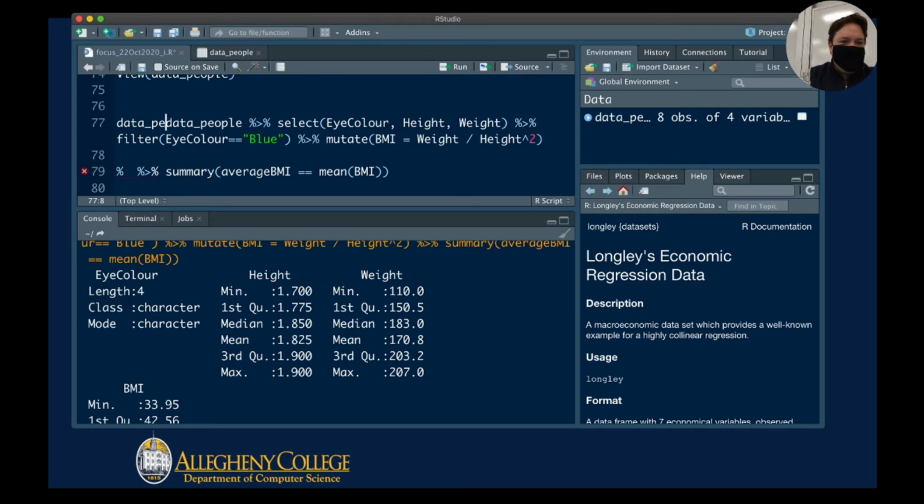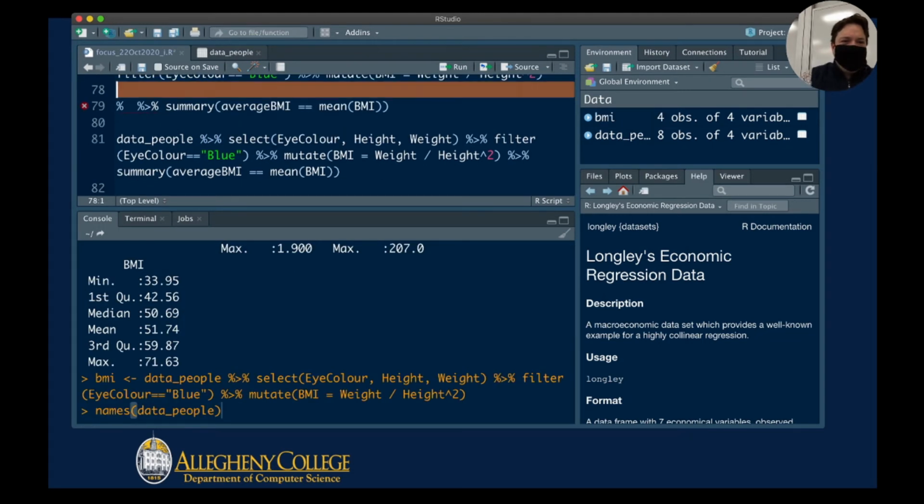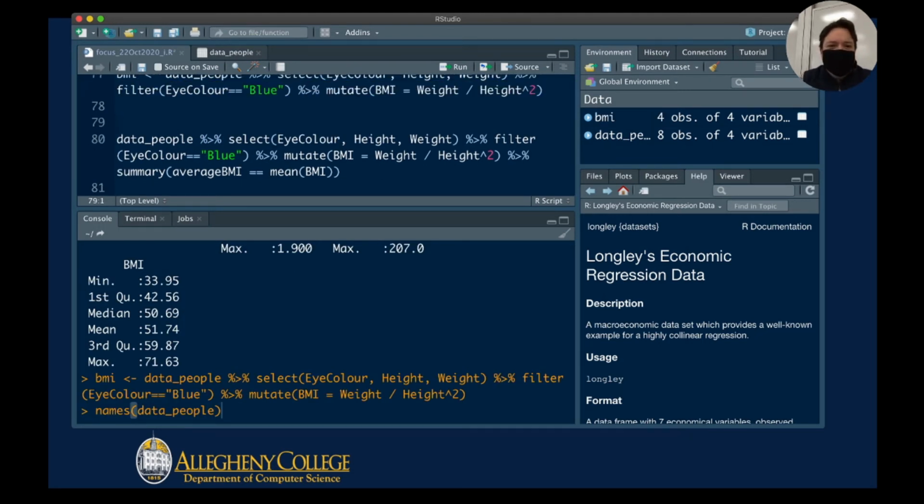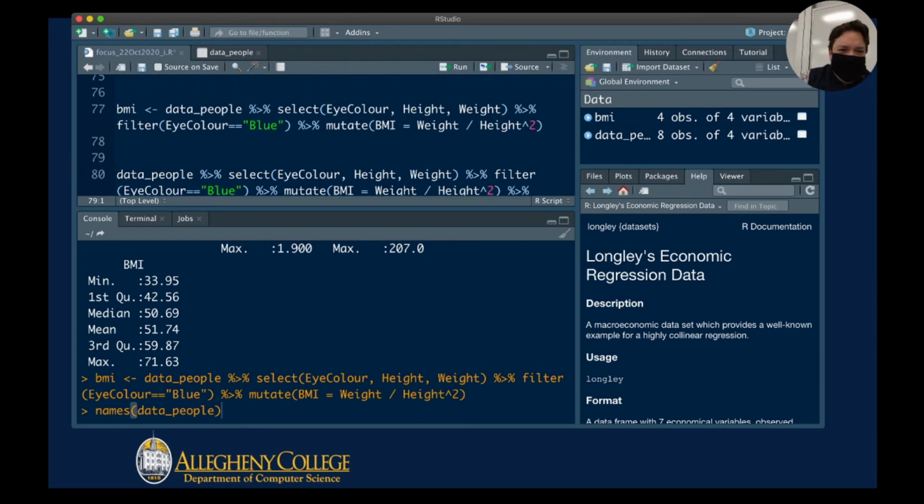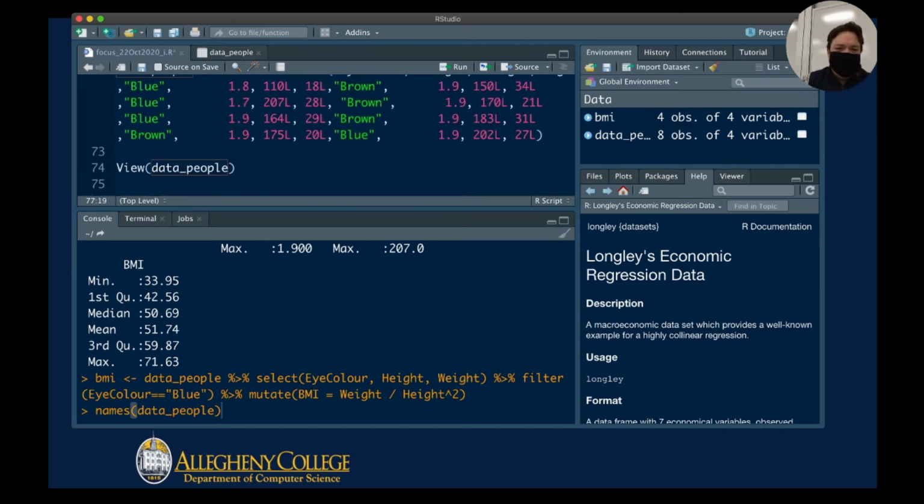Let's call it BMI. This will work, and if I run this like that, I don't need this information. Here, I can get rid of that. But you can see that what I've done is I've created a data set called BMI from this data set, data people, which was this table that we just put in there.